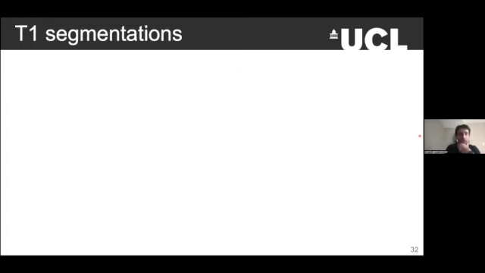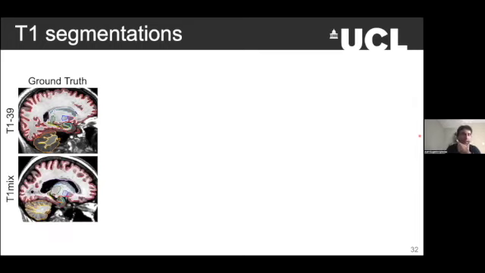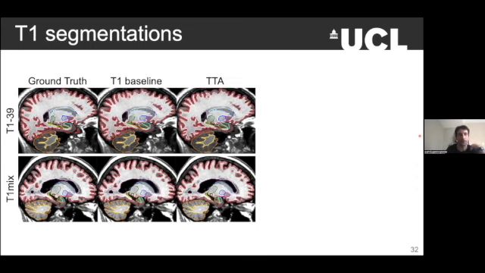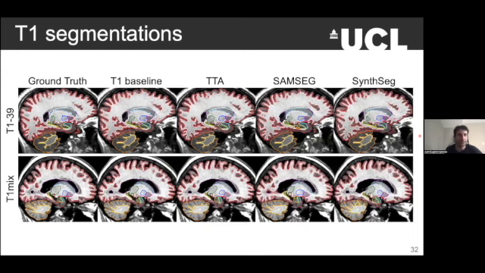Can show you a bunch of segmentations, see what it looks like. So this is the ground truth. This is like a 1 millimeter MPRAGE from T1w, so T1 mix, everything works essentially, right? The baseline test time adaptation, SAMSEG does a good job too, and SynthSeg as well.